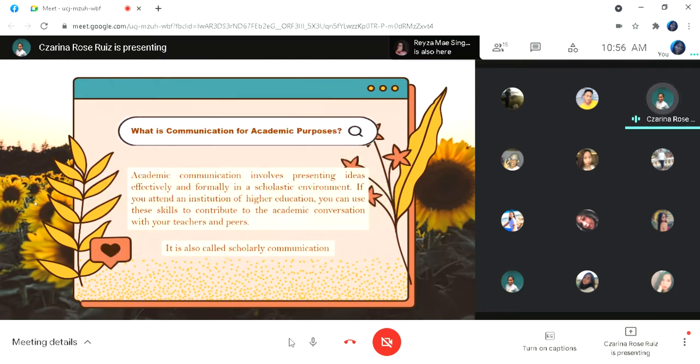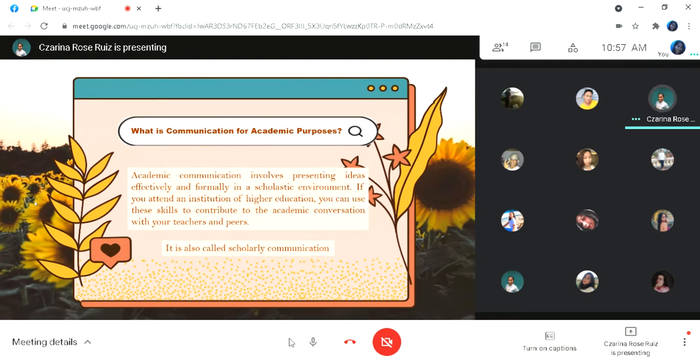Good morning, everyone. I am the first reporter for the Group 4. So, what is communication for academic purposes? Academic communication involves presenting ideas effectively and firmly in scholastic environment. If you attend an institution of higher education, you can use these skills to contribute to the academic conversation with your teachers and peers. And it is also called scholarly communication, and it refers to methods of communication that are highly structured and generally only used in pedagogical settings. One thing common among this definition is that academic communication we use in scholastic context or pedagogical context, in short, in school.